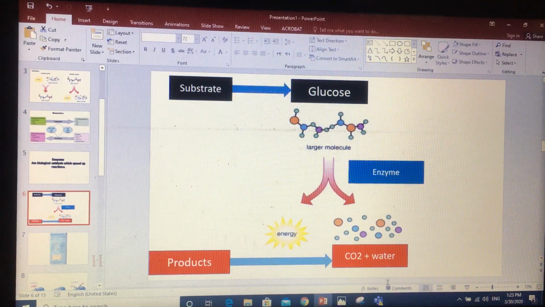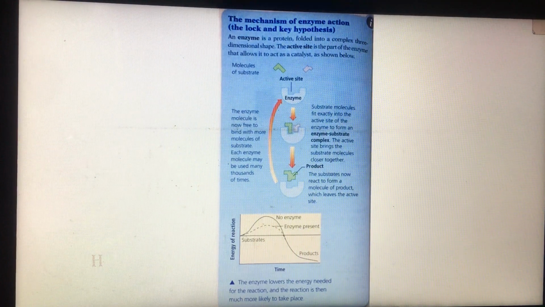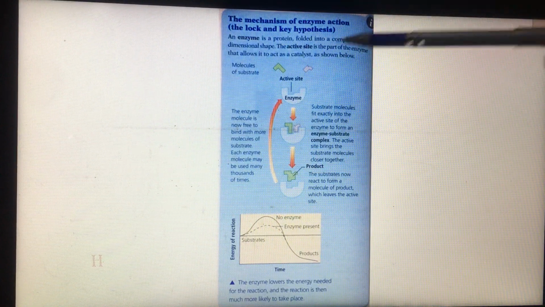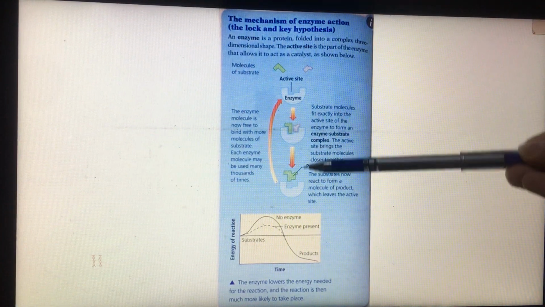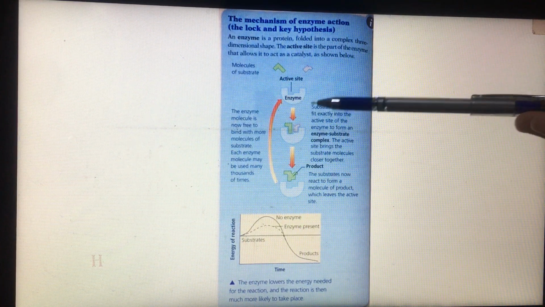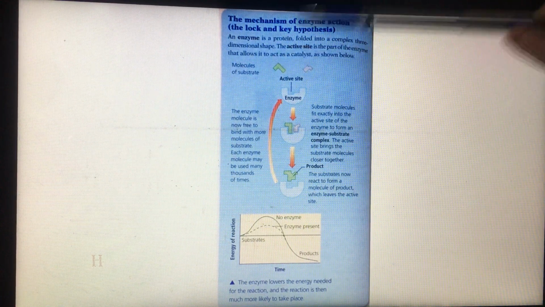So, as you noticed in the video, an enzyme is a protein folded into a complex three-dimensional shape, and this enzyme has an active site. The active site is the part of the enzyme that allows it to act as a catalyst. If you look at this diagram, you will find that we have an enzyme, and this enzyme has an active site, and we have two substrates.